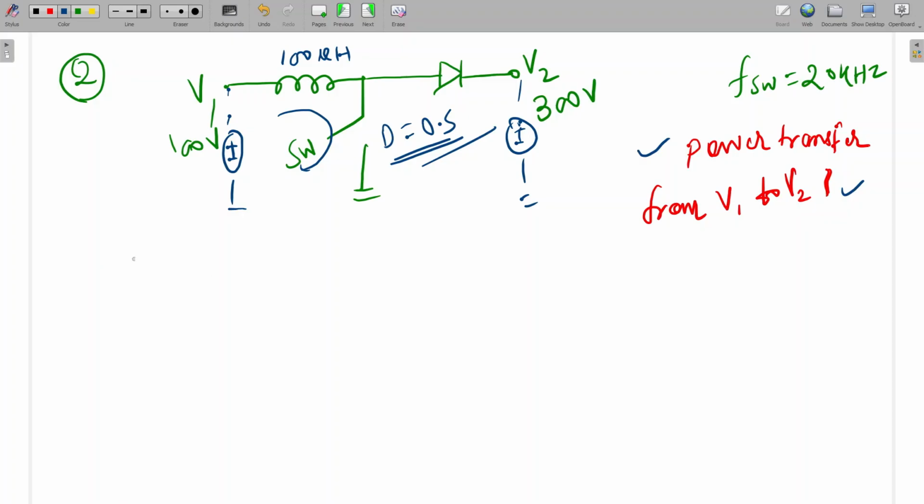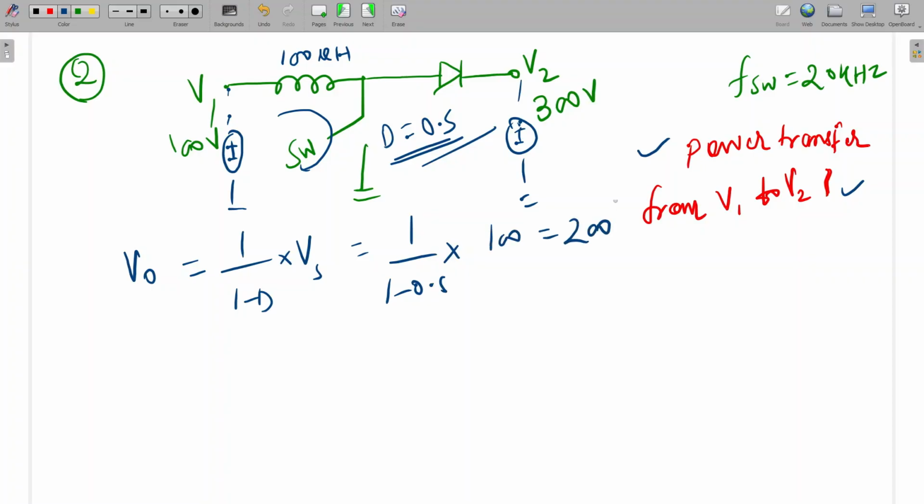So what is the equation for the boost converter? Vo is equal to 1 divided by (1 minus D) into Vs. So it should be 1 divided by (1 minus 0.5) into 100. How much are we getting? 200. So if the basic formula is not giving the correct result, it means that the converter is working in the discontinuous conduction. Is it clear?